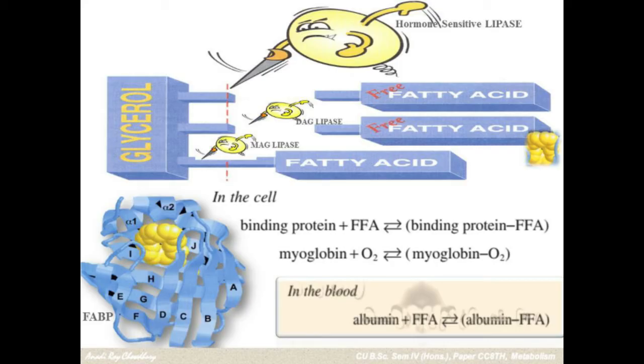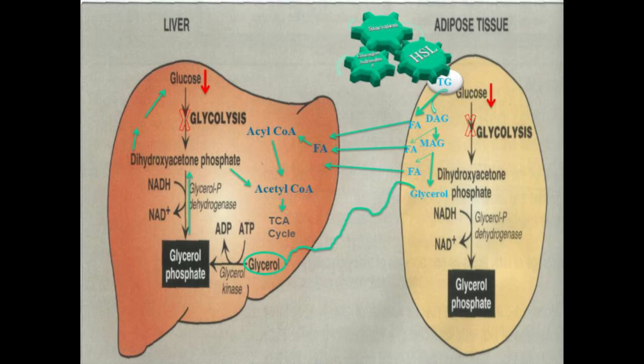Free fatty acids bind with albumin in blood and are transported to the liver, muscles, kidney, and many other tissues for metabolism to produce energy, except brain, because they could not cross the blood-brain barrier, and RBC also could not utilize fatty acids because it has no mitochondria.